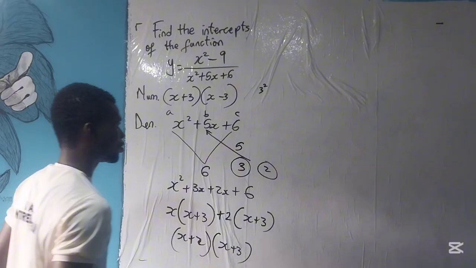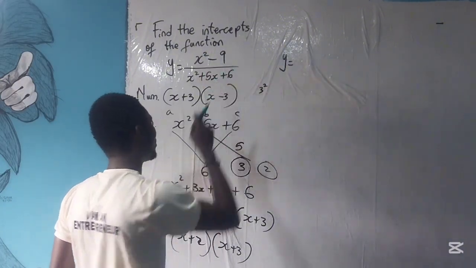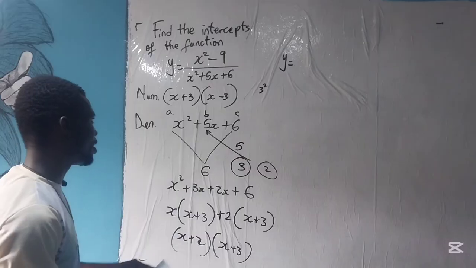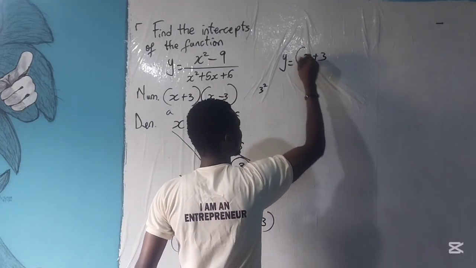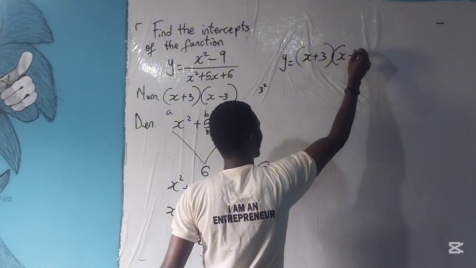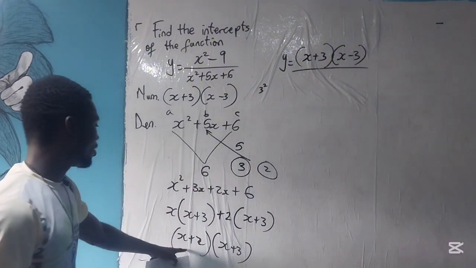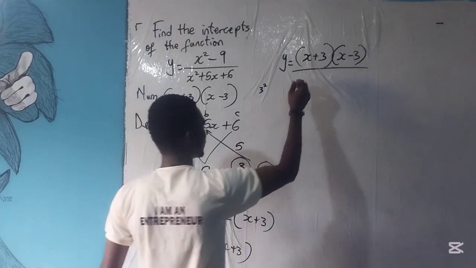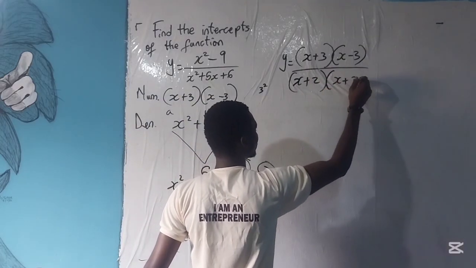Now let's come back to the question. Y equals, now the numerator has been factorized with difference of two squares to get x plus 3, x minus 3. Now the denominator has been factorized to get x plus 2, x plus 3. X plus 2 and x plus 3.